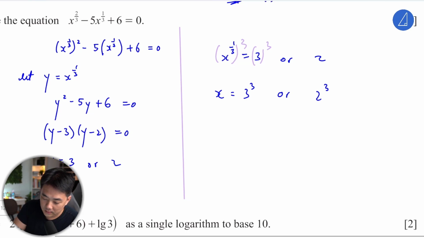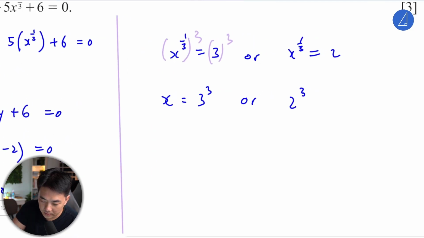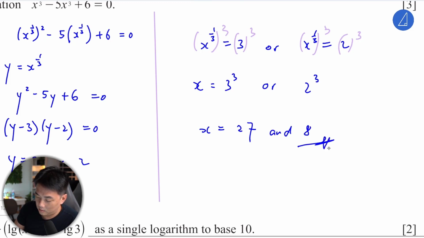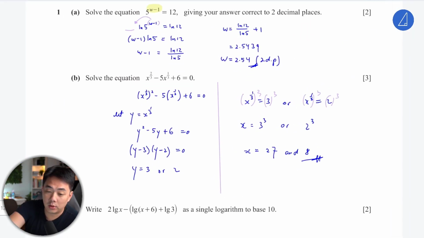So we just cube both sides of the equation. Then what we get is essentially x equals 27 or 8. Okay, so that's how we do this question here.